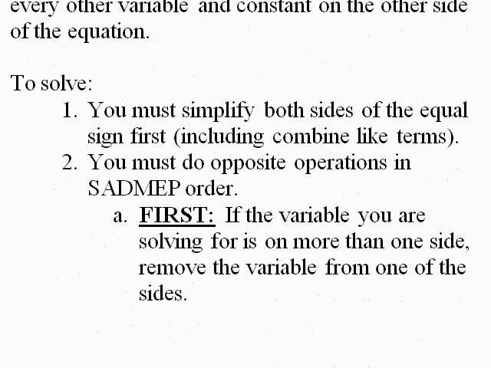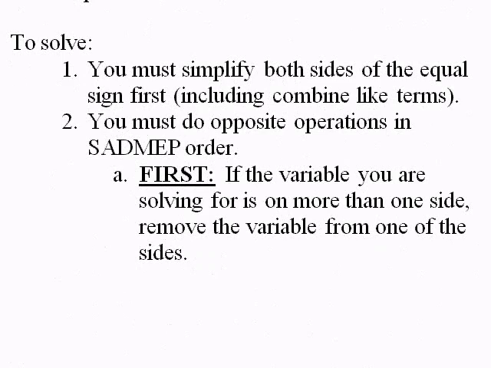To review how to solve, you must simplify both sides of the equal sign first, including combining like terms, and then you must do opposite operations in SADMAP order.